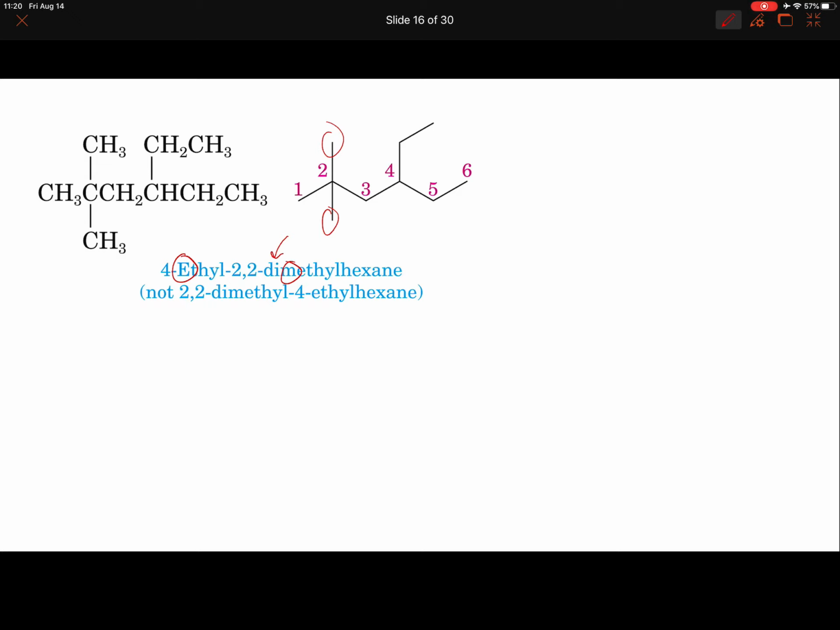Okay, this compound here has a 6 carbon straight chain, so it's hexane. It has 2 methyl groups and an ethyl group. So the ethyl group goes first, the methyls will go second because of alphabetical order. We're going to say 4-ethyl because it's on the 4, and then we're going to say 2,2-dimethyl because there are 2 methyls. So 2,2 because they're both on the number 2, and di because there's 2.